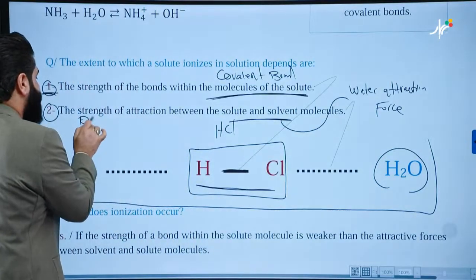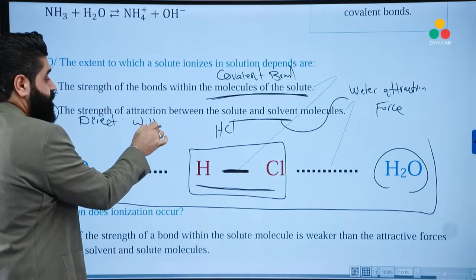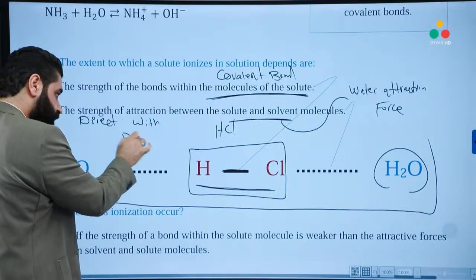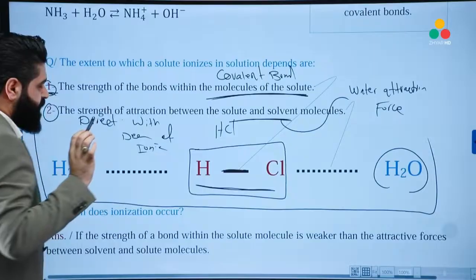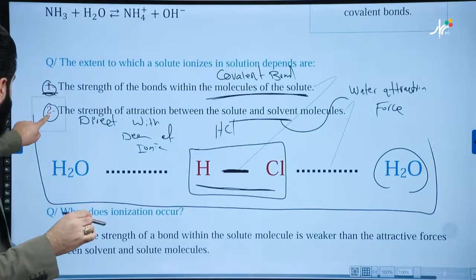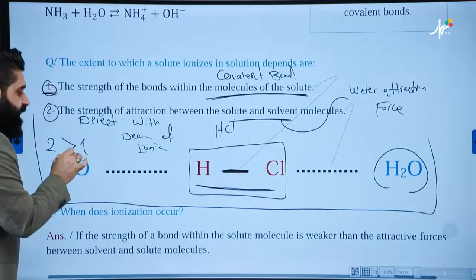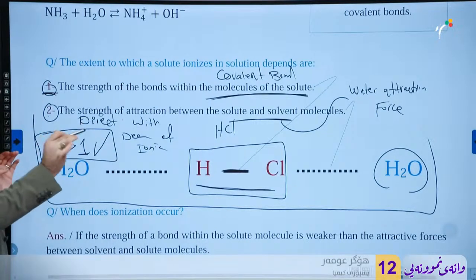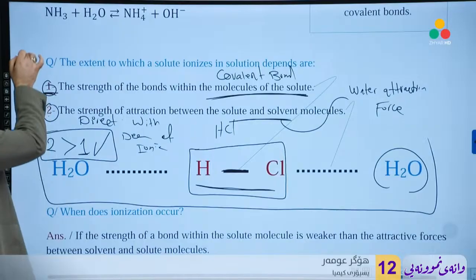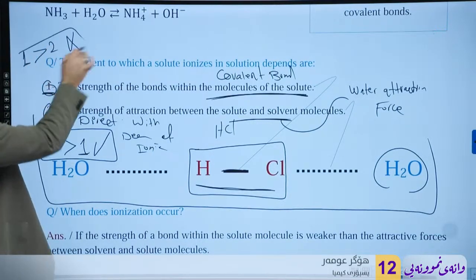The second one, the strength of attraction between solute and solvent, which is the water attraction force. This point is directly proportional with the degree of ionization. So now, if the second point is greater than the first point, ionization occurs. But if the first point is greater than the second point, ionization does not occur.